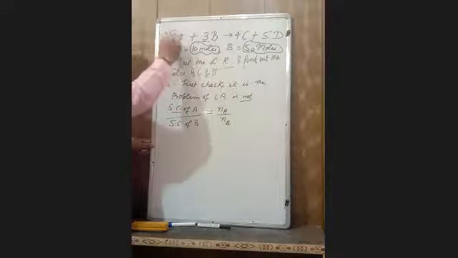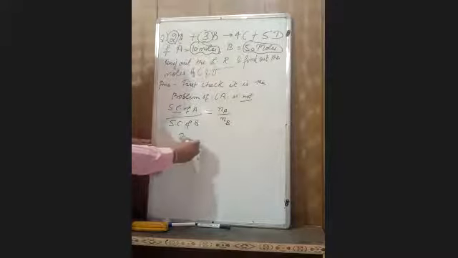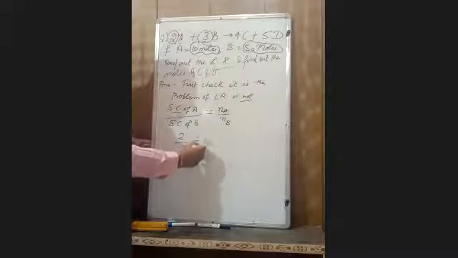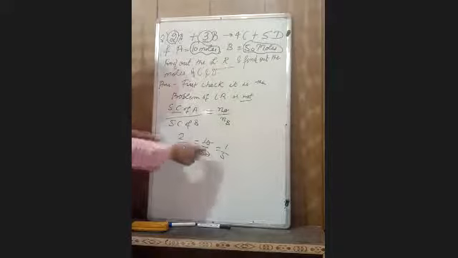It is 2 over 3, is equal to number of moles 10 by 50. Solve it. It is 2 by 3. It is 1 by 5.